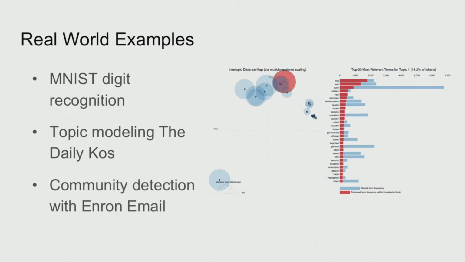We have some real-world examples, such as clustering the MNIST dataset for digit recognition, topic modeling with the Daily Kos, and community detection with the Enron email corpus.